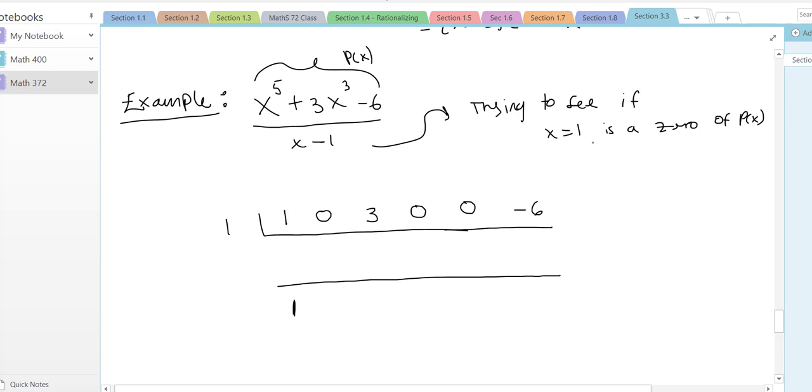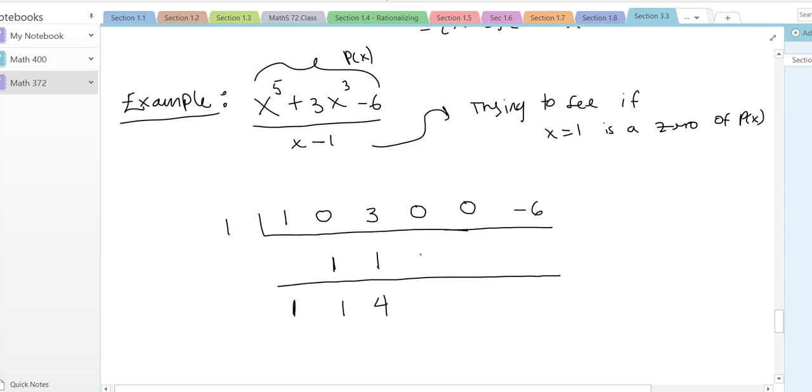Right? For x minus 1, we say when x equals 1. So we already did the opposite there. So 1 times 1 is 1. So I put it here on the second one. And we add. So 0 plus 1 is 1. And 1 times 1 is 1 again. And we add. So 3 plus 1 is 4.